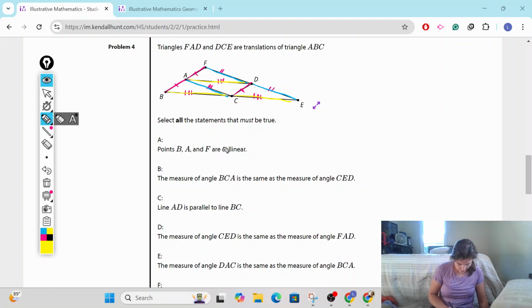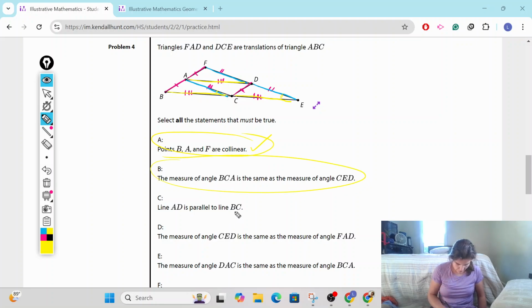B, A, and F are collinear. Well, it slid down here as a translation, and it's lined up, so yes, they must be collinear. The measure of angle BCA is the same as the measure of angle CED. BCA, so the skinny angle, is it going to be the same as CED? Yeah, it's the same triangle slid over, so this is true.